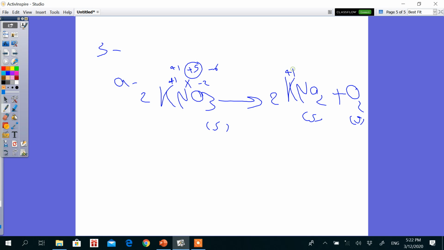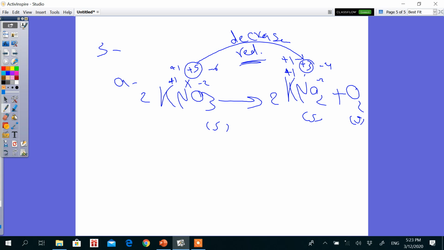Here, potassium positive 1, oxygen is negative 2, so negative 4, and positive 1, so the nitrogen will be positive 3. So nitrogen goes from positive 5 to positive 3, the oxidation number decreases, so it is a reduction. And it is a redox reaction also.